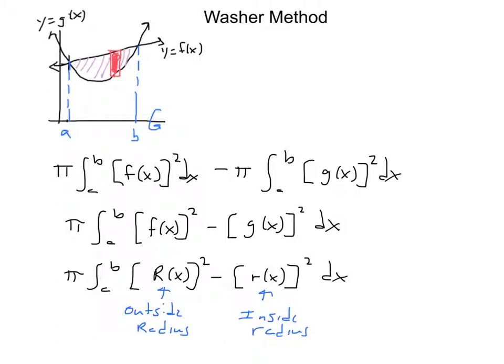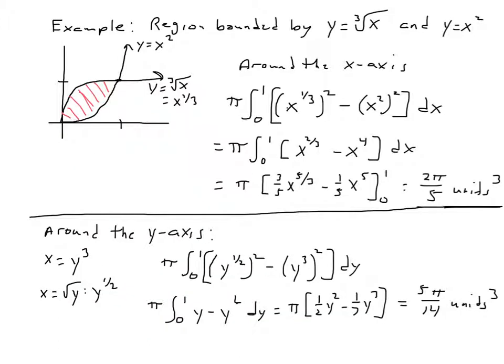Please note that right now I'm just setting this up for rotating around a horizontal line. If I was going to go around a vertical line, the x's would be y's and I would be integrating with respect to y. Here we have two problems. I've already worked them out for you so you can follow along with what's happening here.